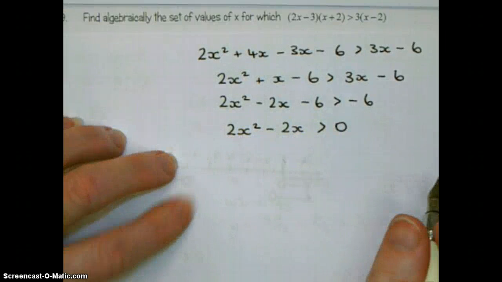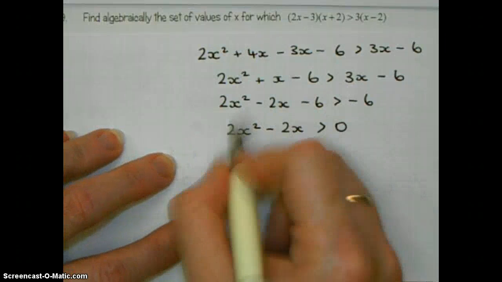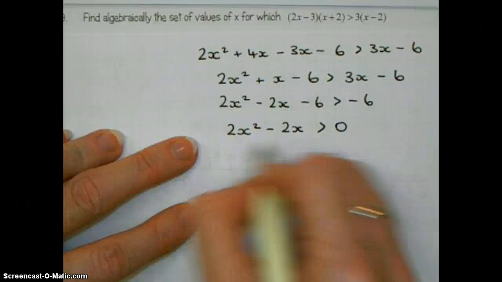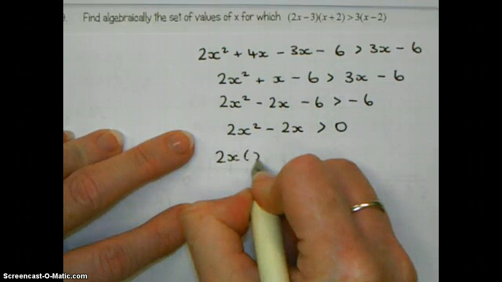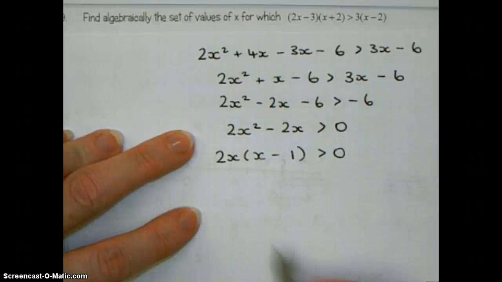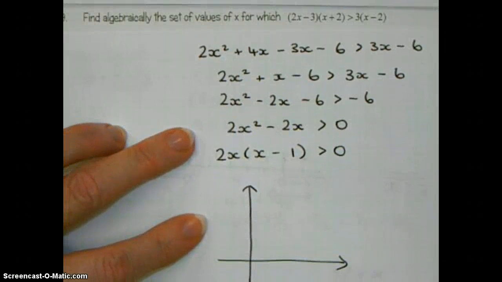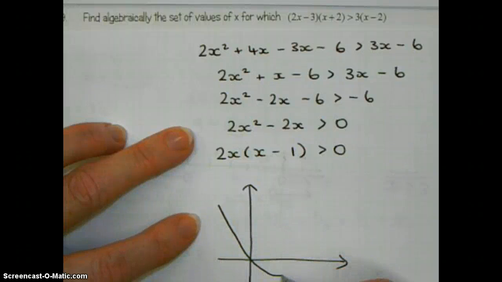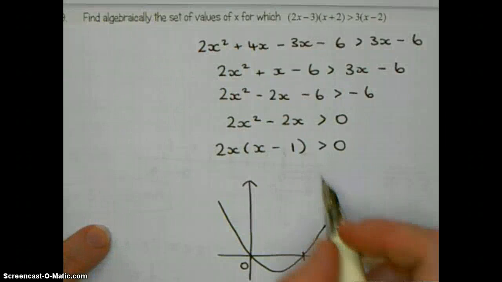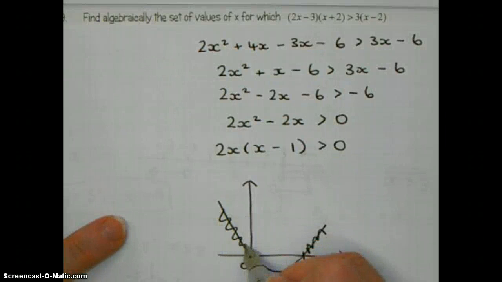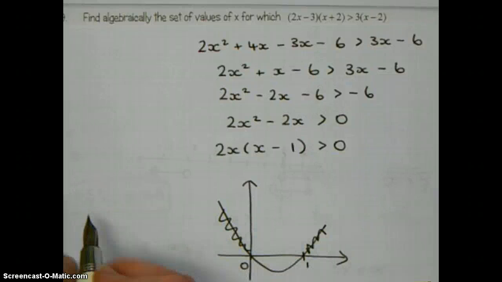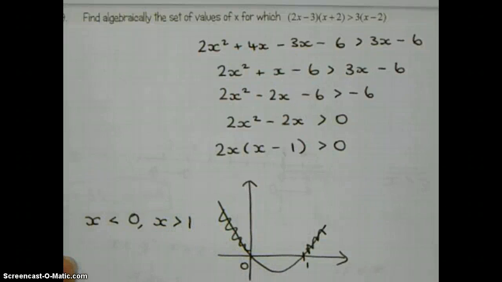is bigger than 0. If I want to sketch this as a graph, I need to factorise it. So common factor in both of these is 2x. It's going to be 2x brackets x minus 1. And I know that this is going to cross the axes at the value of x that would make that 0 is 0, and the value of x that makes that one 0 is 1. So it's going to cross at 0 and 1. And I'm asked where that graph is bigger than 0, so that's that bit and that bit. So my inequality for this one is that x is less than 0 and x is bigger than 1.